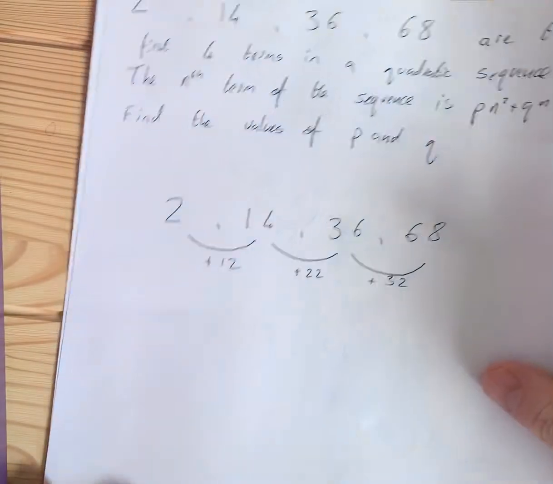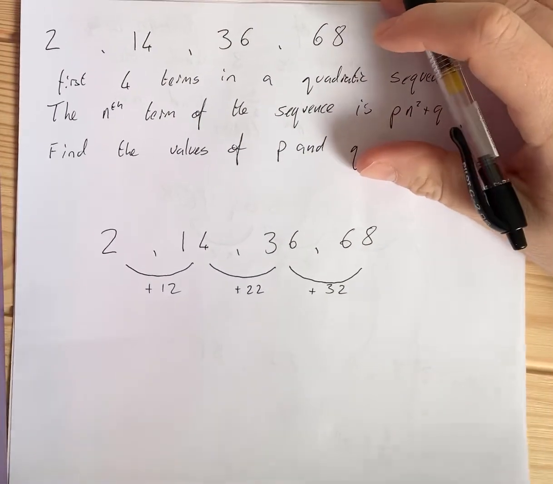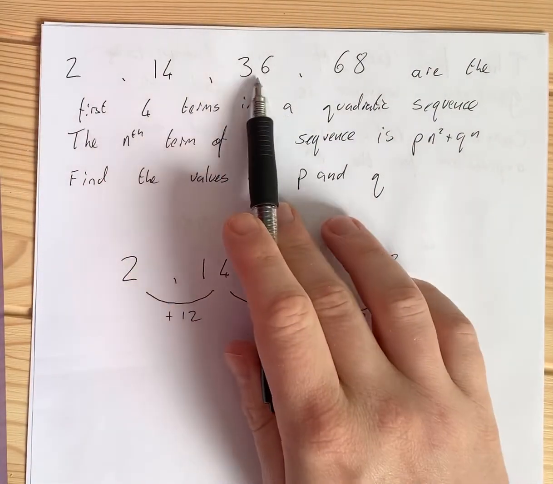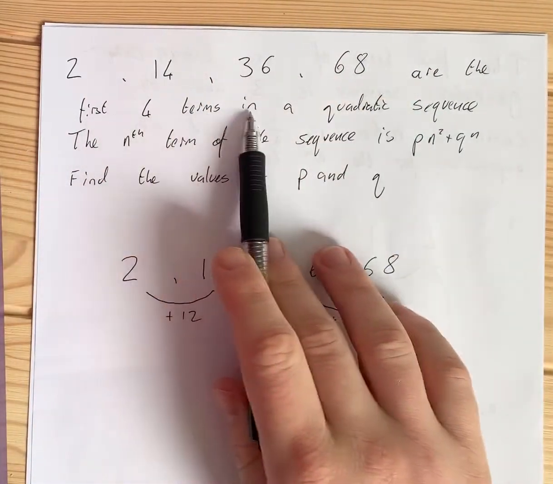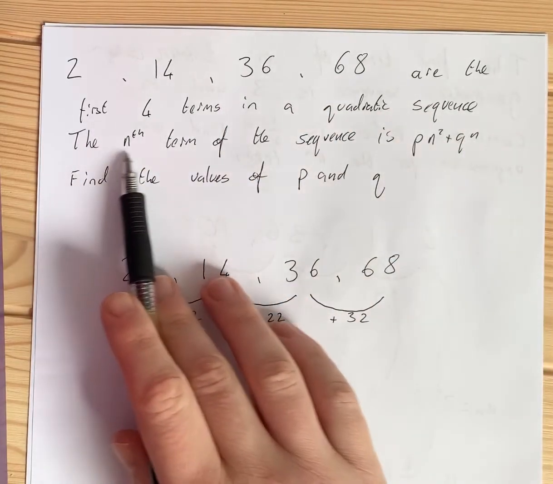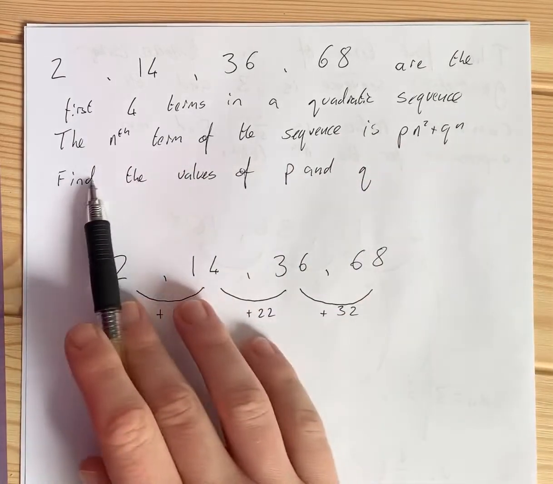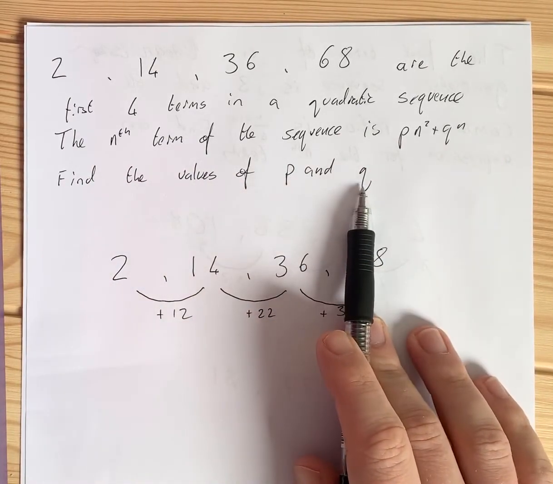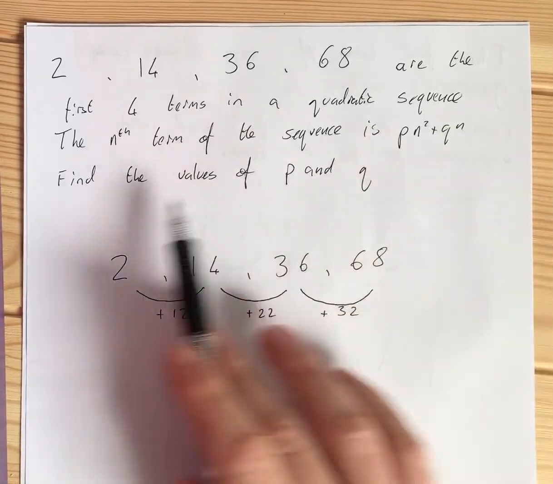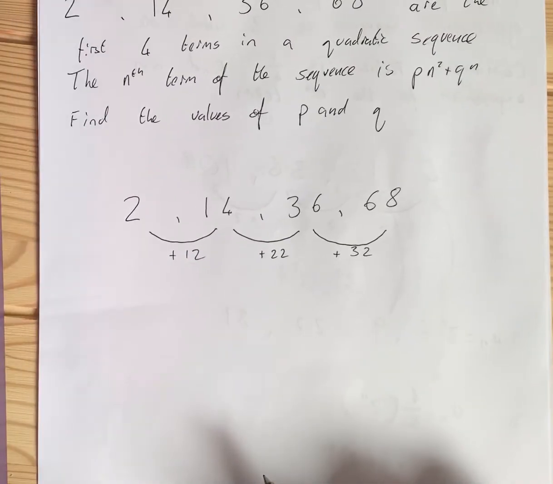It's about quadratic sequences. So this is a different type of sequence again. 2, 14, 36, 68 are the first four terms in a quadratic sequence. The nth term of the sequence looks like this, pn squared plus qn. Find the values of p and q. So it's essentially saying find the nth term. The nth term is going to look like that. Find the nth term.